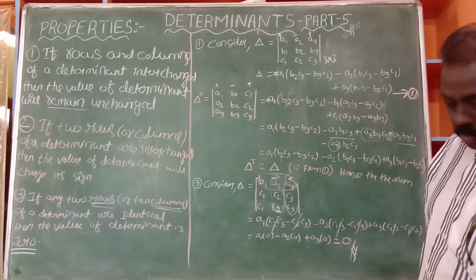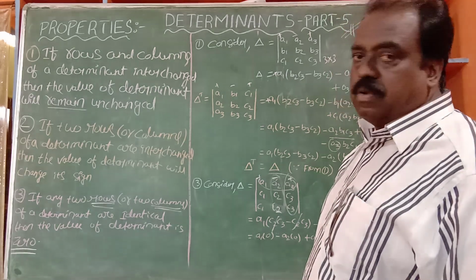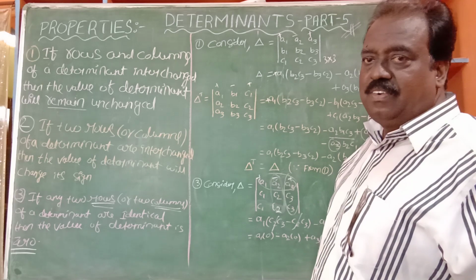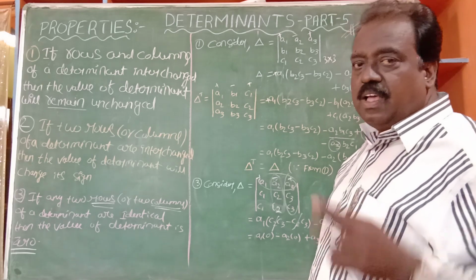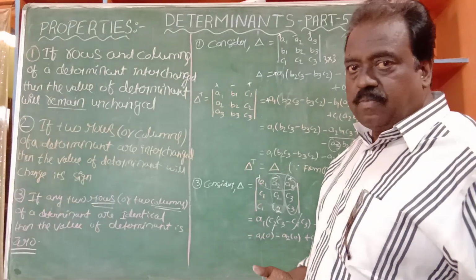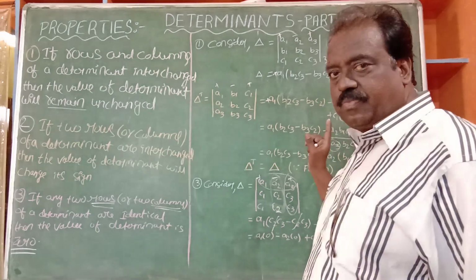So it is proved. In the theorem, property 3, what is given means, if two rows or two columns are identical, then the determinant will be 0. Its value is 0. Okay, now? That is the theorem. Okay? Fine.